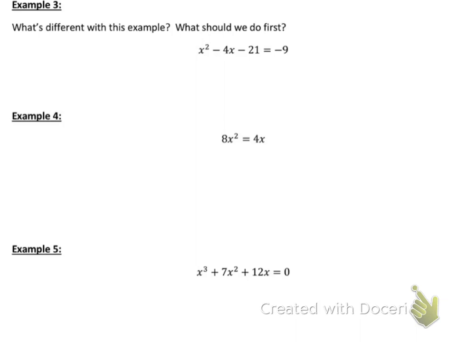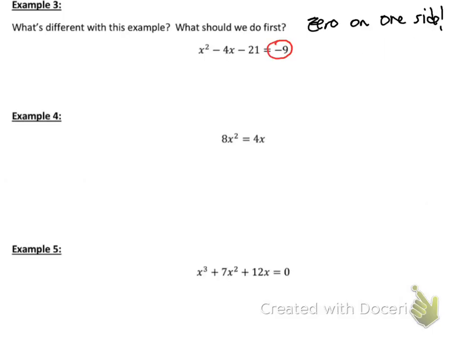So if we look at example 3, we can see that it's different because we have -9 on this side. Okay, an important thing about the zero product property: you can't use the zero product property until you have 0 on one side. If you don't have 0 on one side of the equation, then there's no sense in using the zero product property. It doesn't make sense.